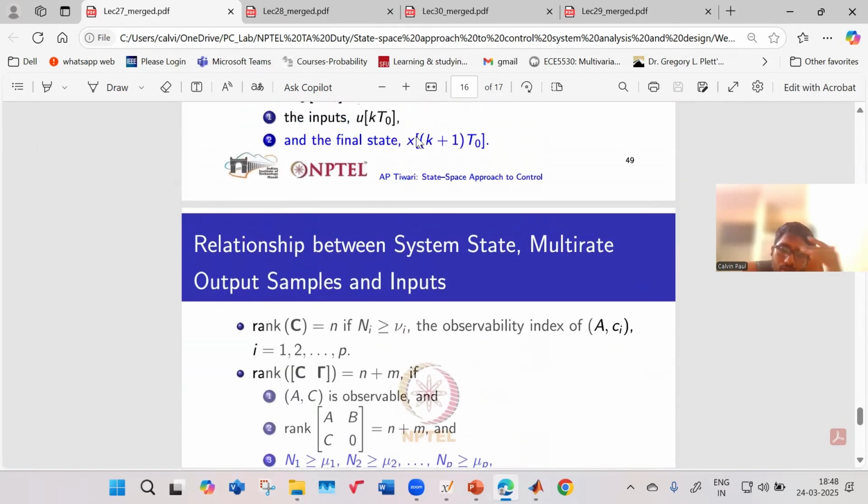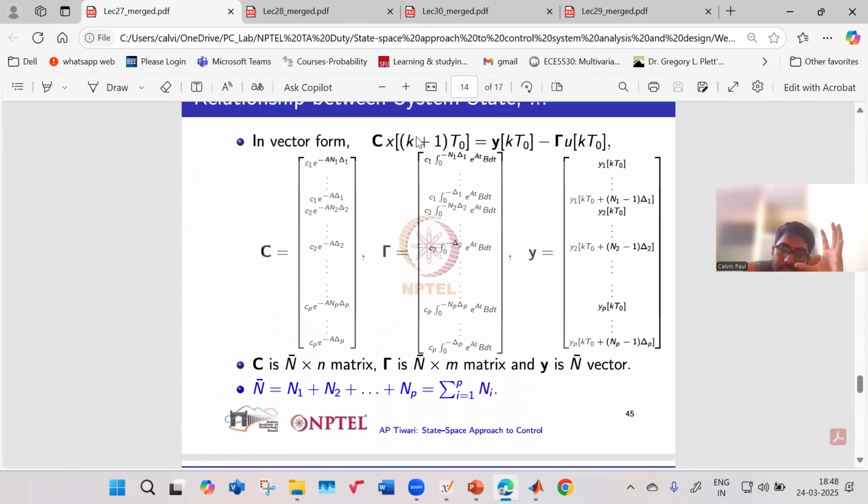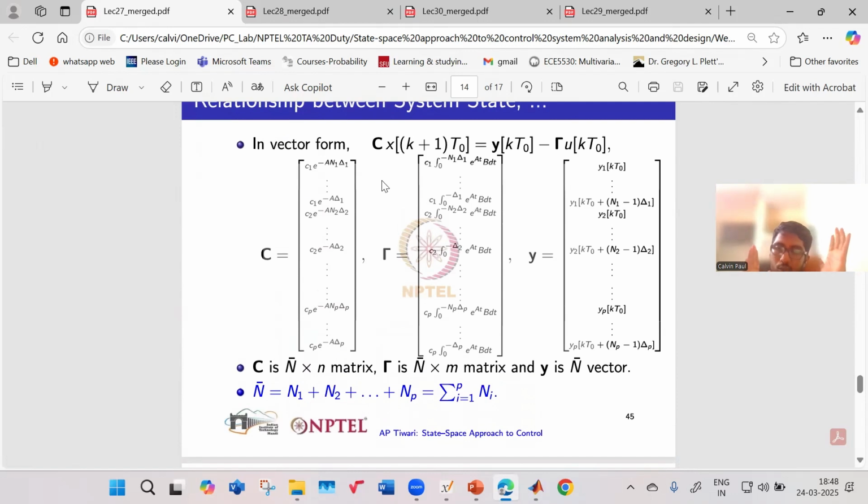Right? So what you have to take away is that using multi-rate output control, we are getting the expression of the output. This is the expression of the next state that depends on the various samples. These are the various samples of each output at different time instances. Next output at different time instance. Third output at different time instance. And this gamma of u of k t0. Okay, these have to be computed.